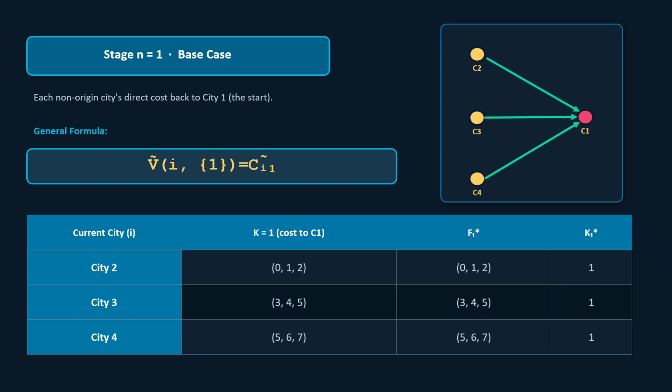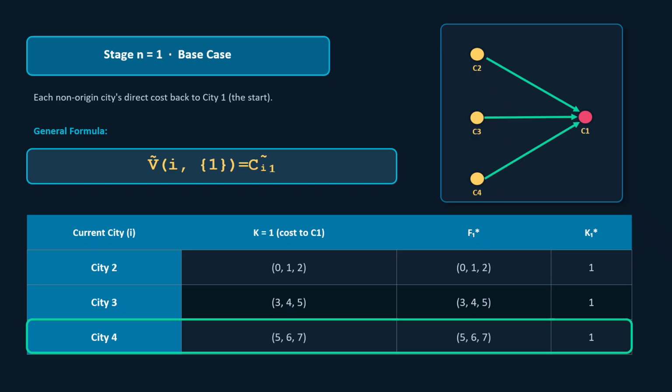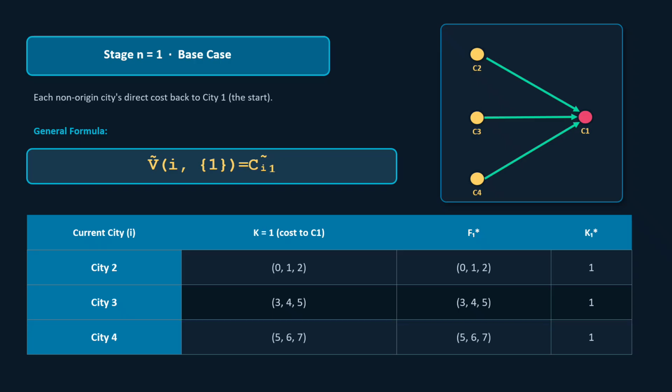Row 3, City 4. City 4 returns directly to C1. The cost from C4 to C1 is 5, 6, 7. So F1 star equals 5, 6, 7, and K1 star equals 1. At this stage, since there is only one choice available, K1 star is always equal to 1.